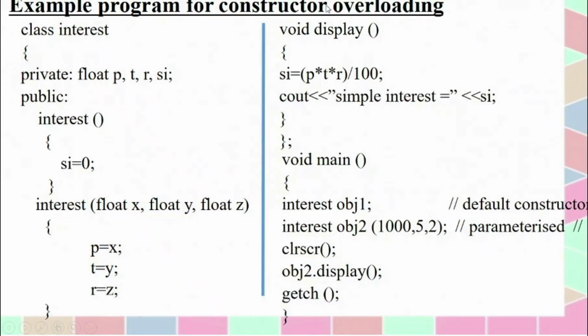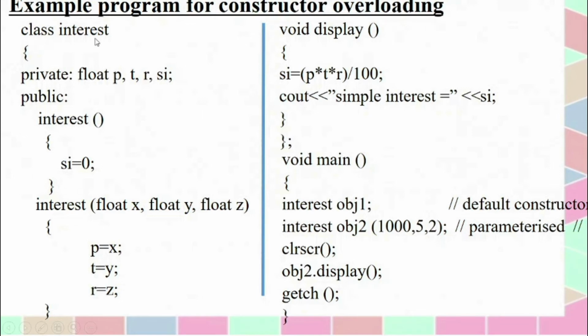Now let us see the example program for constructor overloading. Here we can use the constructor member function name more than one time. So this is one constructor member function. It is used to initialize this value, and there are no arguments passed. That is why this is the default constructor. And again, with the name interest, we are declaring one more constructor member function, that is with arguments. That is why it is called a parameterized constructor. So in this program we can see two constructor member functions, that is why it is constructor overloading.